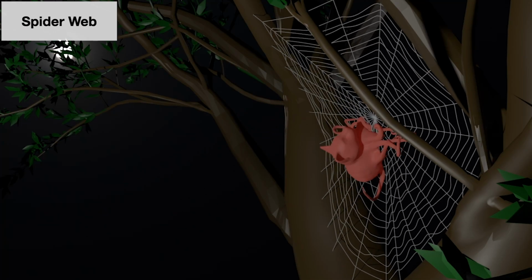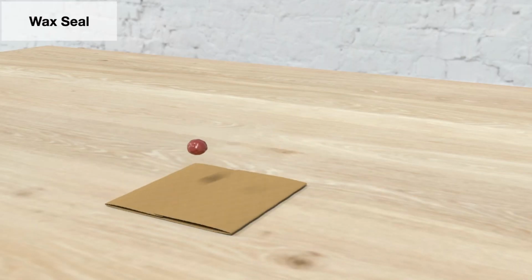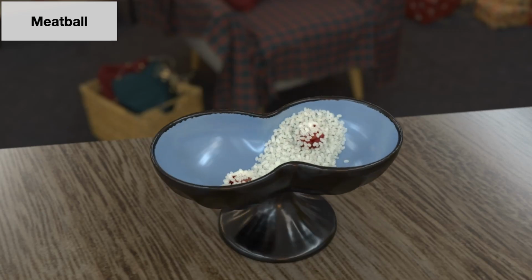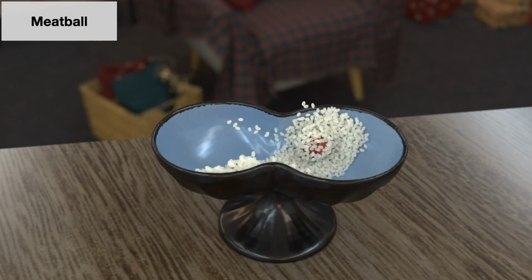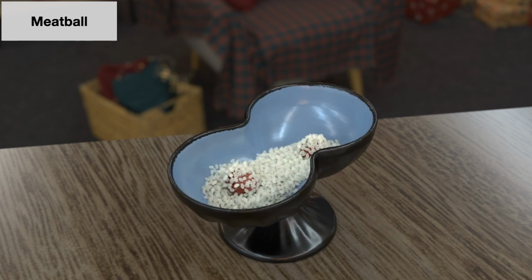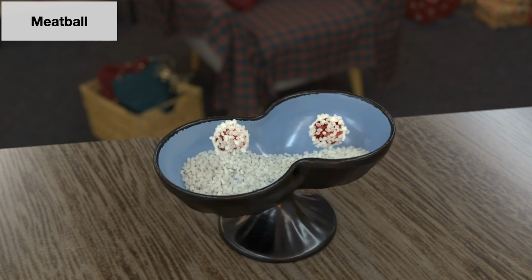Here we show an octocat captured by a sticky spider web. An envelope is sealed by sealing wax. We selectively model adhesion only between the meatballs and the sticky rice grains to cook a traditional Chinese dish. As we shake the container after dropping the meatball and rice, the rice uniformly covers the meatball.